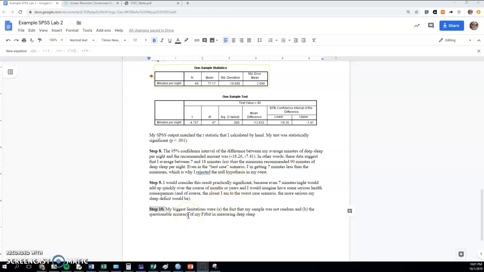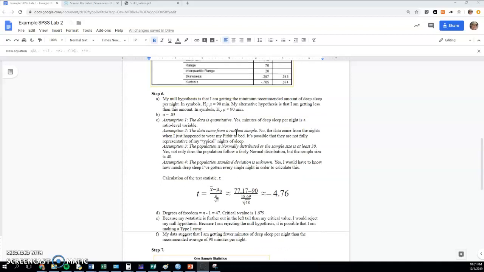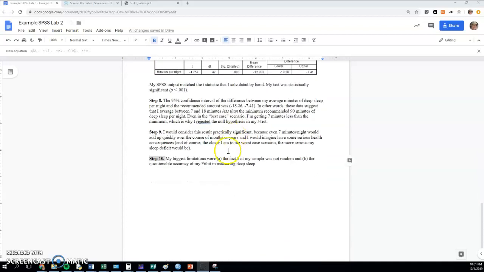And finally, limitations. Here you might go up to your assumptions. For example, if you did choose to use an ordinal level variable and assume that it was quantitative, that would be a major limitation. In my case, my sample wasn't random, and it's very likely that your sample will not be random too. So that's probably going to be a big limitation for you.